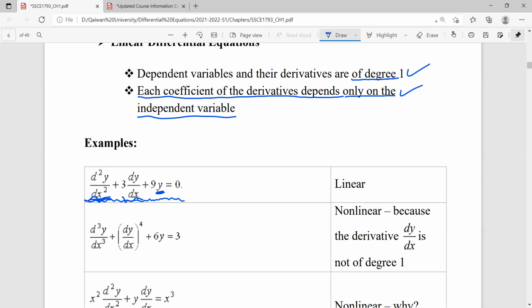For the second condition, the coefficients of derivatives must be constants or independent variables. Here, the coefficient of this derivative is 1, and here the coefficient is 3. That means this differential equation is a linear differential equation.